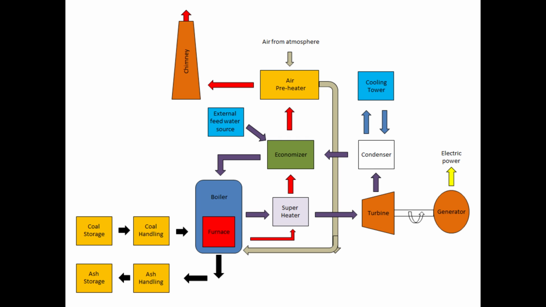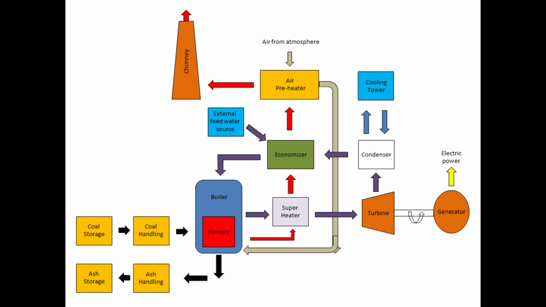A generator is attached to the rotor of the turbine and as the turbine rotates it also rotates with the speed of the turbine. The generator converts the mechanical energy of the turbine into electrical energy. After striking the turbine the steam leaves the turbine and enters the condenser. The steam gets condensed with the help of cold water from the cooling tower.